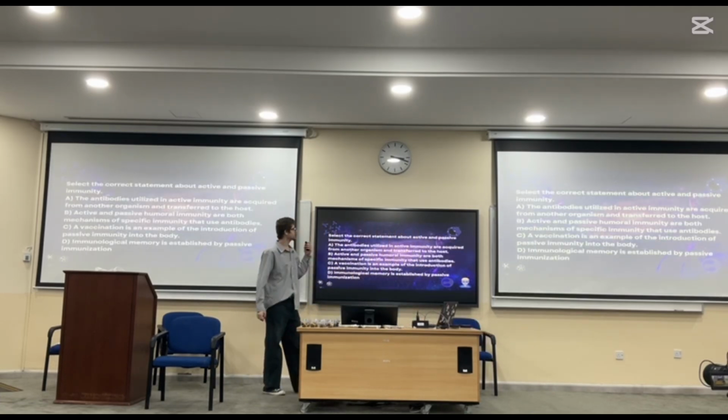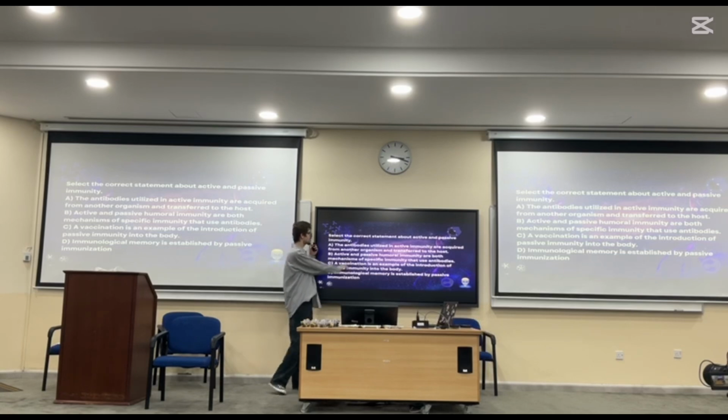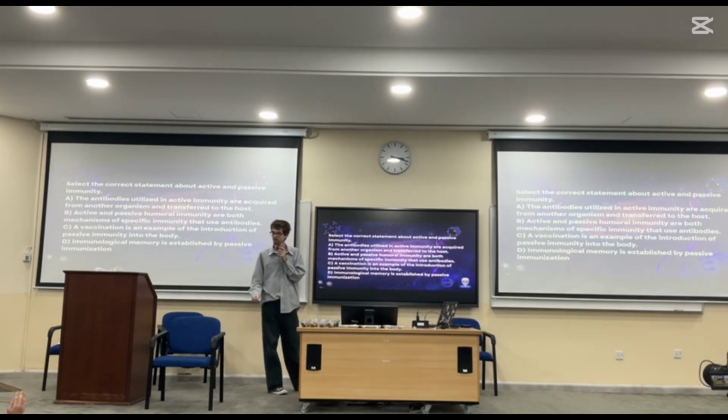Now, select the correct statement about active and passive immunity. The antibodies utilized in active immunity are acquired from another organism and transferred to the host. Active and passive humoral immunity are both mechanisms of specific immunity that use antibodies. Vaccination is an example of introduction of passive, or immunological memory is established by passive immunization. Go on. B, active and passive humoral immunity are both mechanisms of specific, exactly correct.